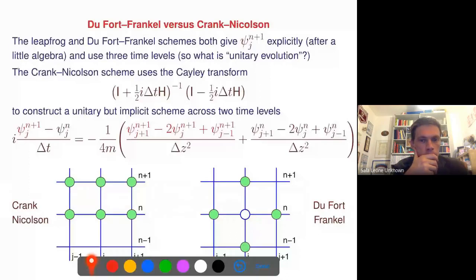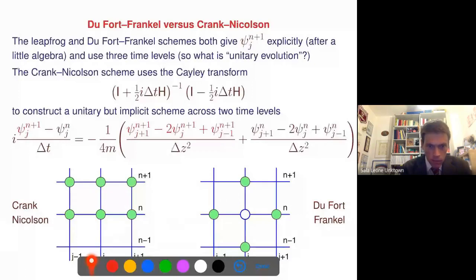By contrast, if you do something more conventional like Crank-Nicolson, that you use the so-called Cayley transform, that's this thing, to build a unitary evolution across 2 time levels. So we go from 3 points at time level n to 3 points at time level n+1, but the price we have to pay is there's all this nasty implicitness over here. We've got all this stuff with the wave function at the new time in 3 different places, whereas the leapfrog and the Fort-Frankel give us an explicit formula to evolve forwards in time. But then what does it mean to be unitary when we're moving between 3 different time levels instead of just from one time level to the next?